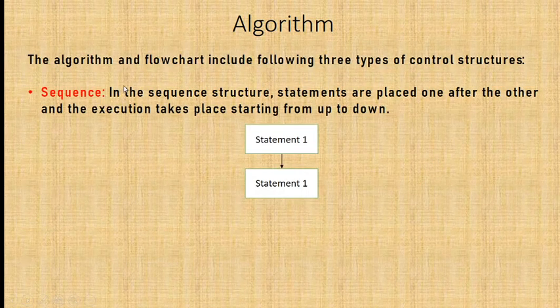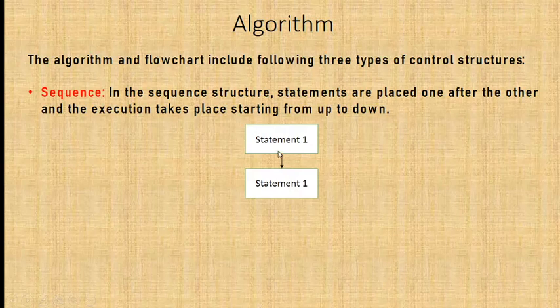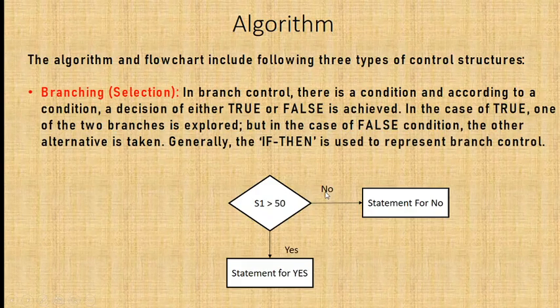Okay, the algorithm or flowchart includes the following three types of control structure. The first is sequence. In the sequence structure, the statements are placed one after the other and the execution takes place from up to down. For example, we have statement 1, statement 2. This is a sequence in a flowchart or algorithm. And then we have branching, or selection, which tests conditions, and according to the condition, it is true or false, yes or no.